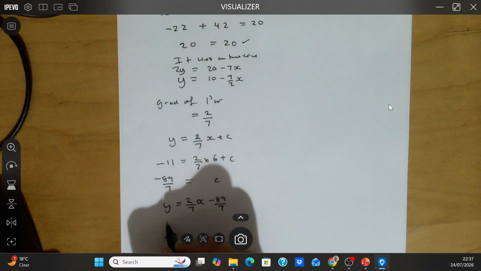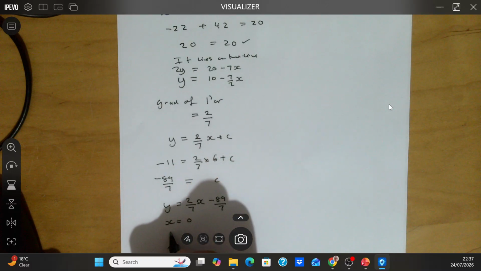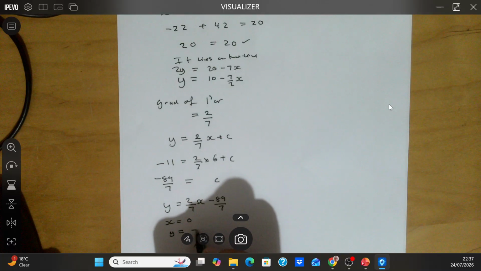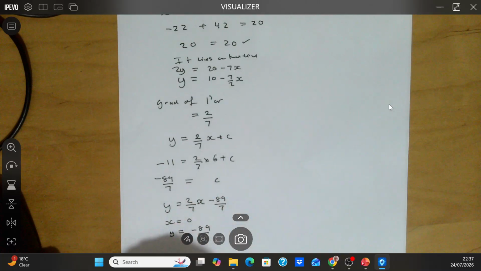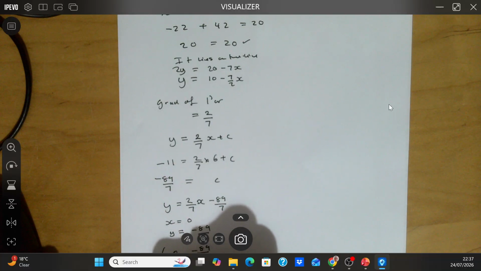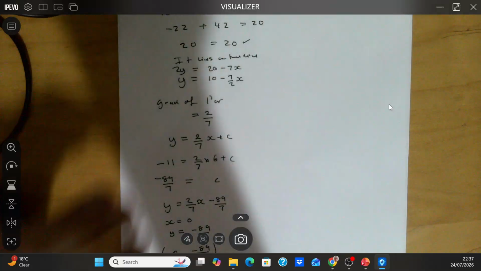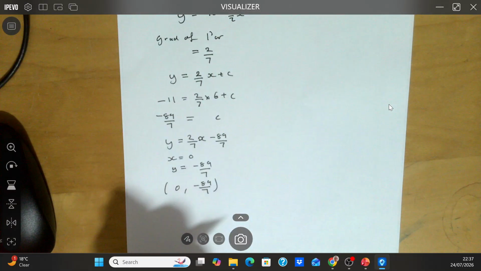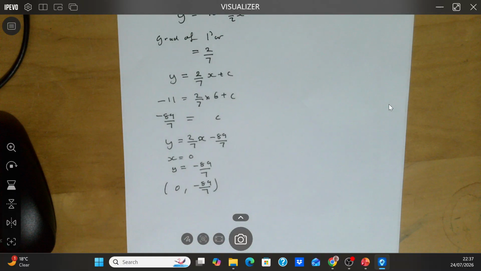It crosses the y-axis when x equals 0. So when x equals 0, y equals minus 89 over 7. So our coordinates are 0, minus 89 over 7. Lots of steps in that to work, and remember to write your answer. The key thing is, does the point lie on the line? What's the gradient of the line? What's the gradient of the perpendicular? Form your equation, and remember that for it to cross the y-axis, x has got to equal 0.